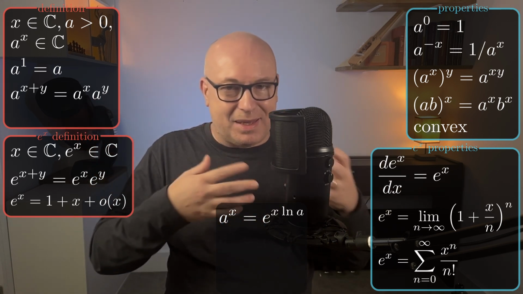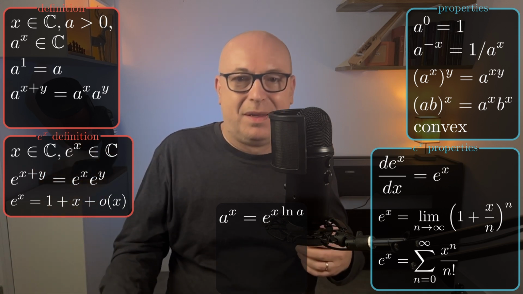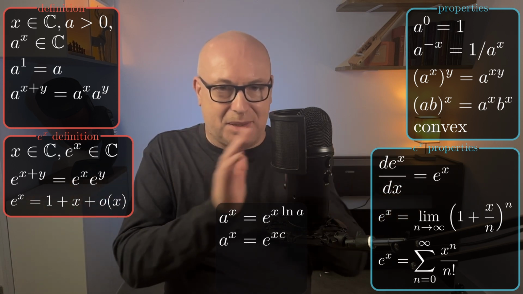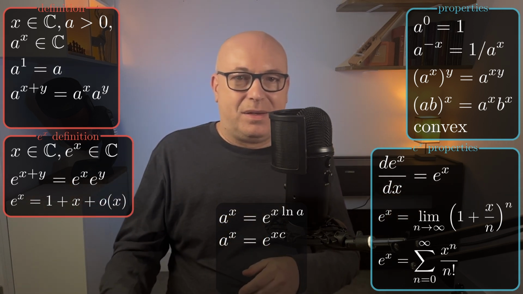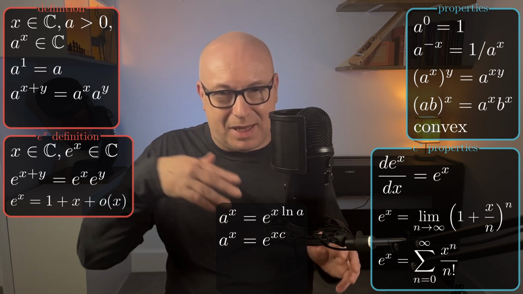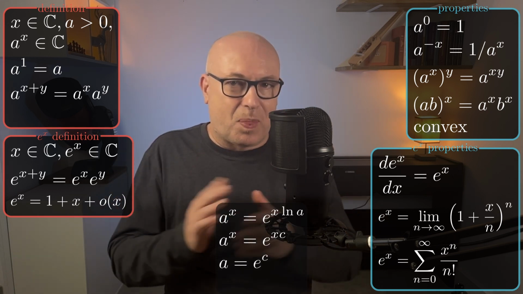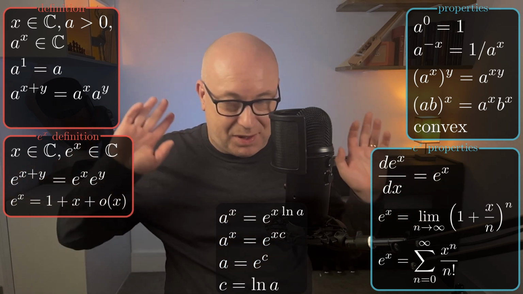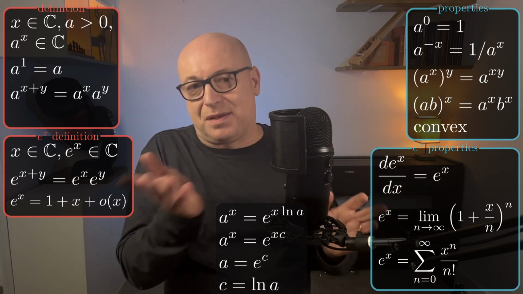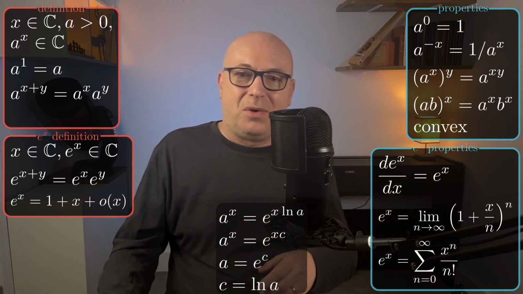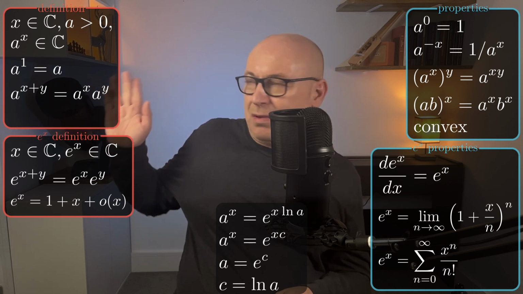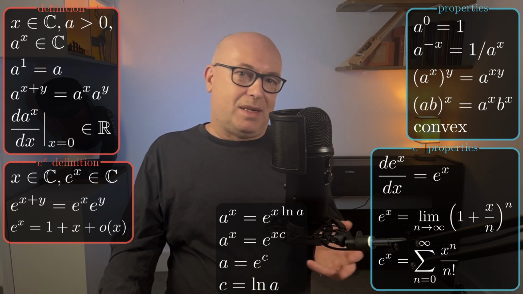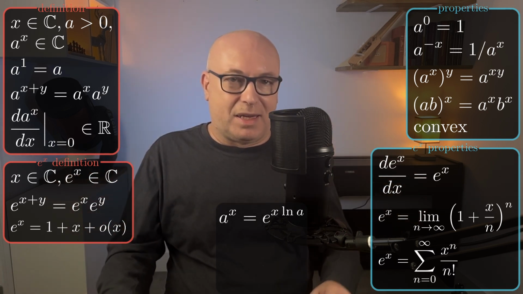We could always rescale the exponent to make this derivative 1. So a to the x is then going to be e to the x times a constant c. And just checking this at x equals 1, we see that a equals e to the power of c. And this is enough to infer that c is the natural log of a, just so long as c is real. There could be other solutions if it isn't. So all we need to do is add the property that the derivative at 0 exists and is real. And it follows that a to the x is e to the x times the natural log of a.